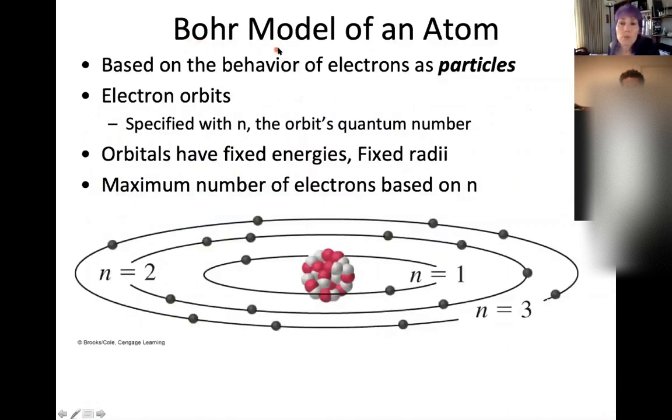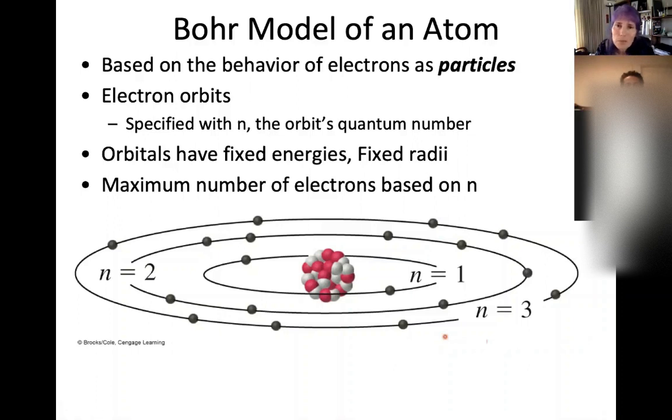This gives us the Bohr model. The Bohr model says that we know how many electrons are in each orbit based on what number orbit it is. N equals 1 has 2 electrons. N equals 2 can have up to 8 electrons, and N equals 3 can have up to 8 electrons.